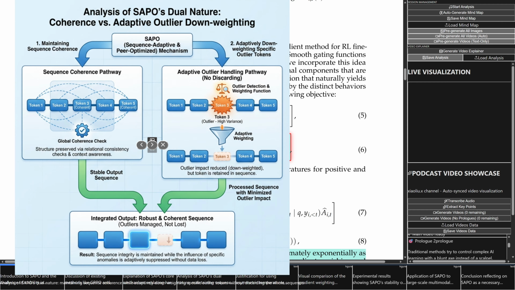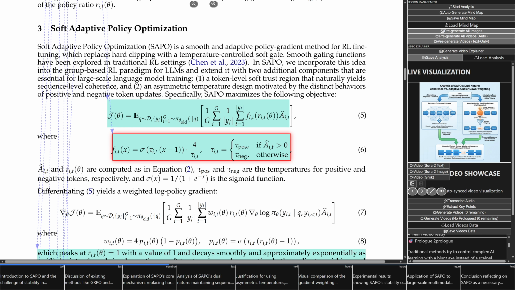Which brings us to the new way. This is where SAPO comes in. Soft Adaptive Policy Optimization. And the core idea is simple but brilliant. It replaces that rigid, all-or-nothing cliff face of hard clipping with a smooth, temperature-controlled soft gate. I like the analogy in the paper. It's a ramp, not a brick wall.